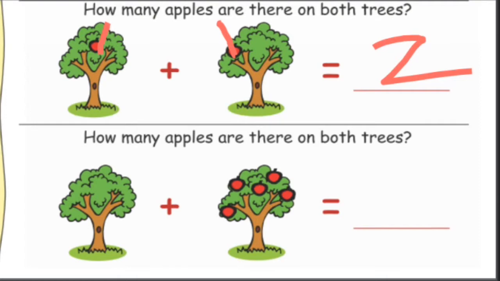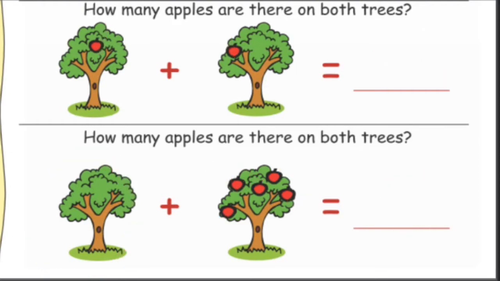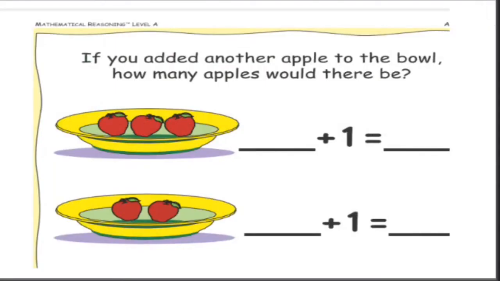How many apples can you see here? None. No apples. So that means it's 0. So 0, then 1, 2, 3, 4, 5. So 5 apples altogether. Do you see that? Yes. Alright, the next down the line, it says, if you added another apple to the bowl, how many apples would there be? So I want to just add 1 apple.